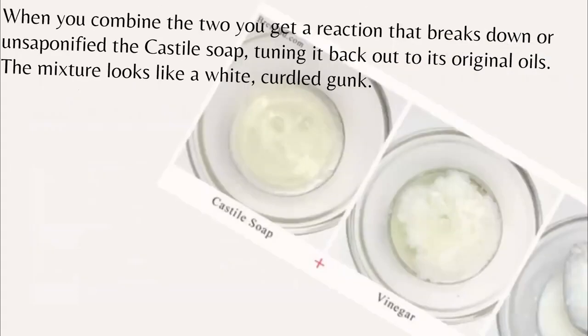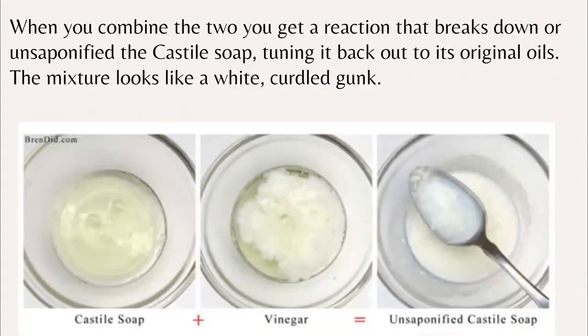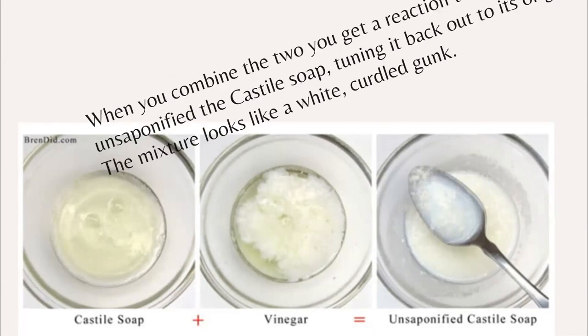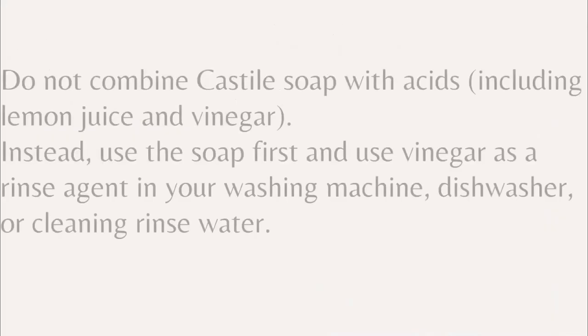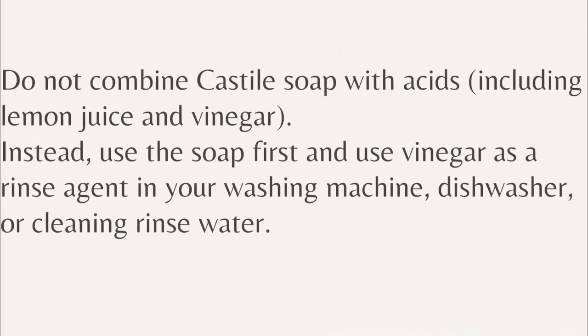When you combine the two, you get a reaction that breaks down, or unsaponifies, the Castile soap, turning it back to its original oils. The mixture looks like a white curdled gunk. So we should not combine Castile soap with acids, which include lemon juice and vinegar. Instead, we use the soap first and use vinegar as a rinse agent in your washing machine, dishwasher, or cleaning rinse water.